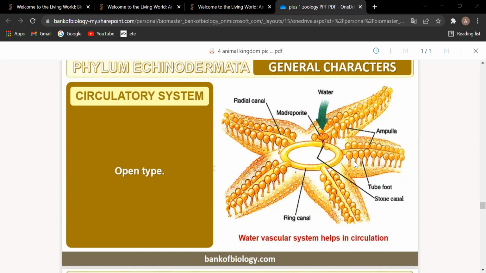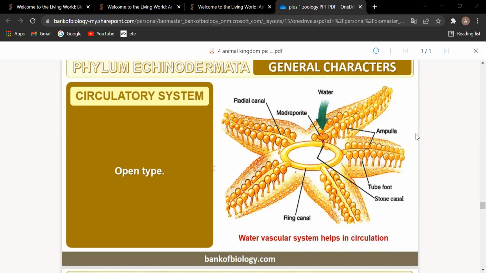How is circulation happening? Along with the water, the food is also entering inside, and along with that there is complete circulation of the water system. So this is how your water vascular system is very helpful. It's only associated with echinoderms, especially starfish.